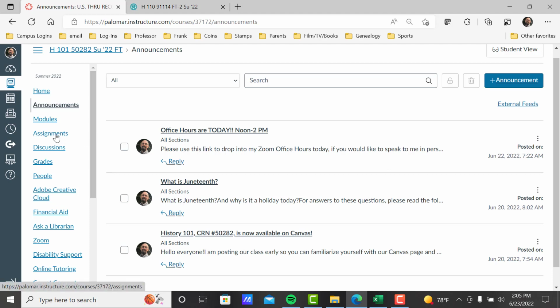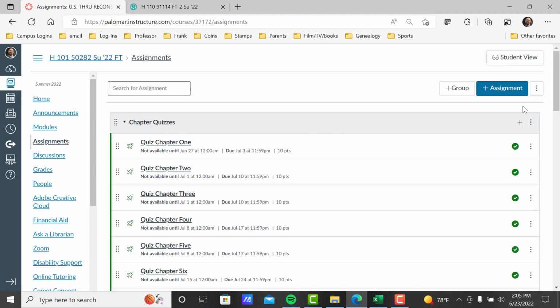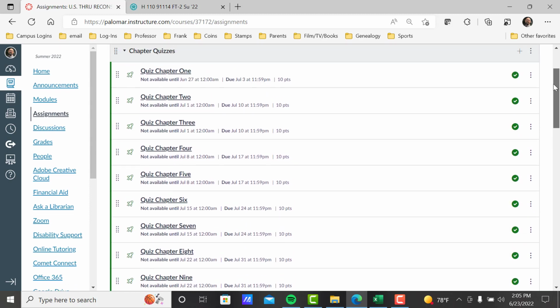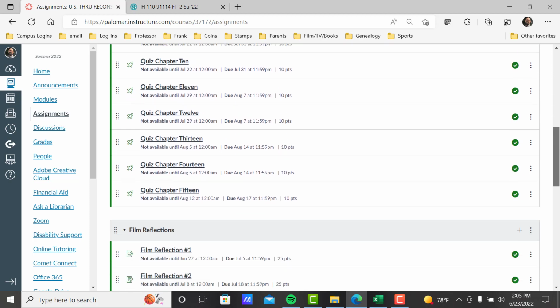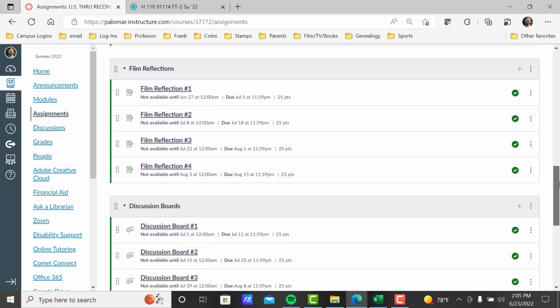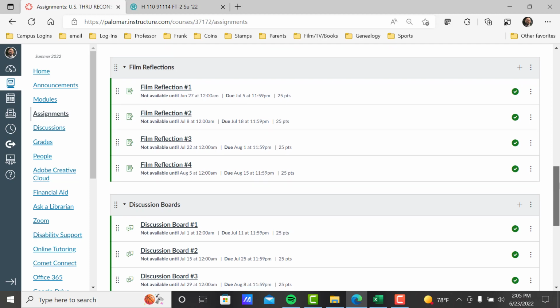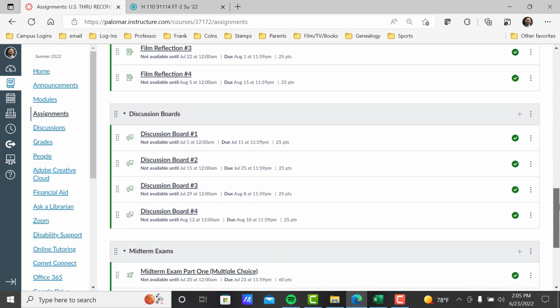Assignments. I'm going to keep it in my view to start, just so you can see the difference. You can see how they're segregated this way. Four different types of assignments: chapter quizzes, 1 through 15. They're due every week, every Sunday night. Film reflections. There's four of them: two before the midterm, two before the final. Due every other week. Discussion boards, same as the film reflections, four, two before the midterm, two before the final.